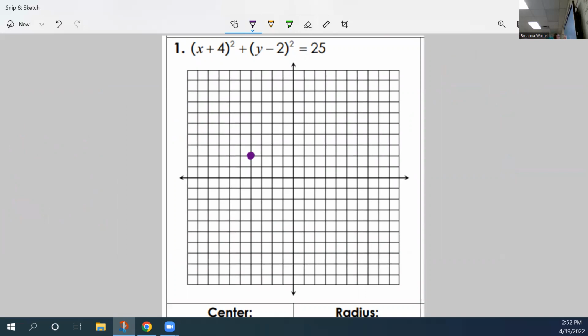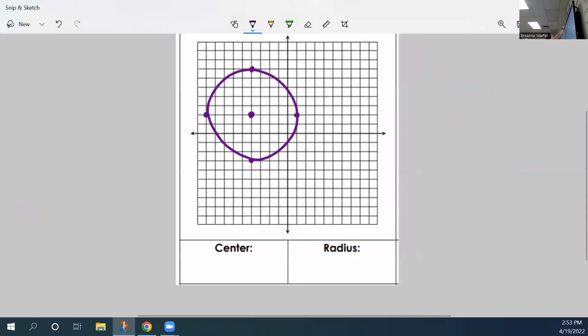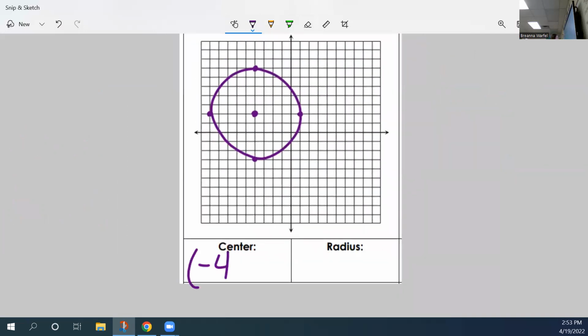Count 1, 2, 3, 4, 5 in each direction. And then try to draw the best circle that you can. Okay, and then don't forget to actually fill in the 2 pieces down there. Your center is at negative 4, 2, and your radius is 5.